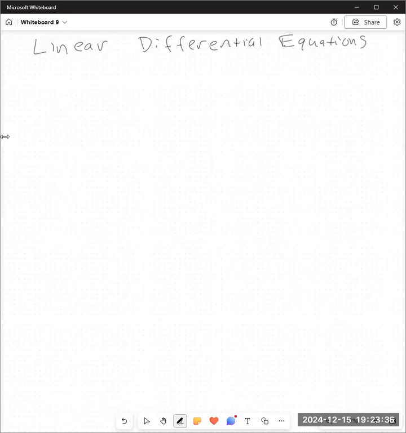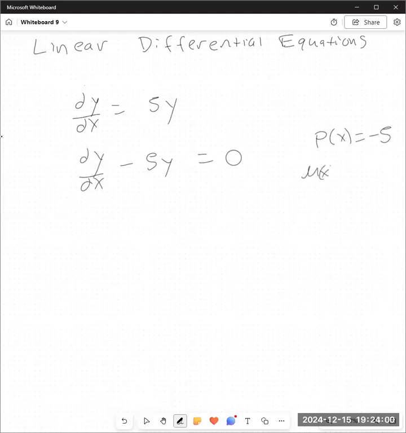So first problem here, dy/dx is equal to 5y. I want to rewrite that as dy/dx minus 5y is equal to 0. So all my y things are on the left-hand side, and my things without y's are on the right-hand side. So my p of x is going to be equal to negative 5. So mu of x is equal to e to the integral of negative 5 dx. Mu of x is equal to e to the negative 5x.